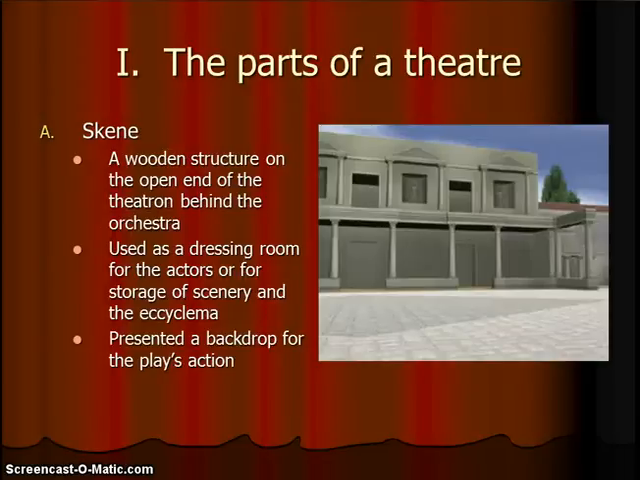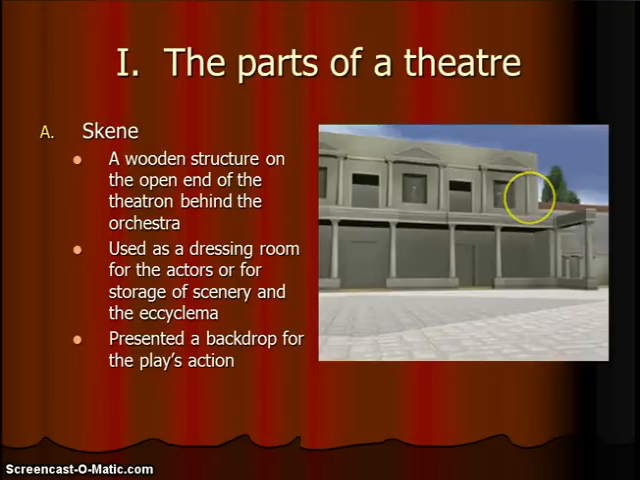So for the parts of the theater, the first part of the theater is called the skene. It's a wooden structure on the opened end of the theatron that's behind the orchestra. It's this building, this entire building here. And it's used as a dressing room for the actors. That happens in the back. Or for storage of scenery and the echiclema. We'll find the echiclema later on in the lecture.